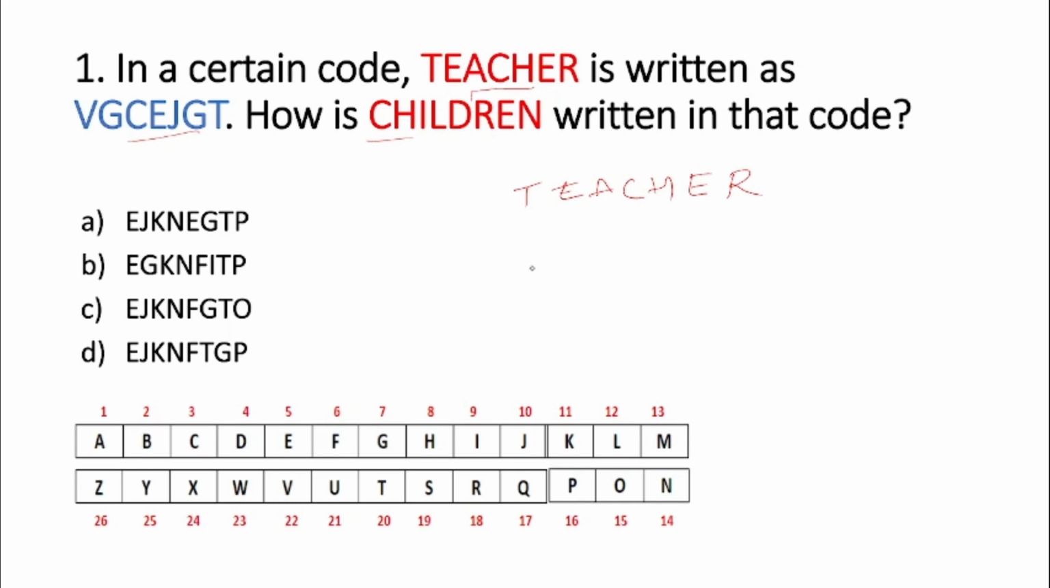How is teacher changed into V, G, C, E, J, G, T? We need to find out the relation between teacher and the given word. We need to consider individual alphabets here, not the whole word. If we start with T, how is T changed to V? T is at 20 and V is 22. That means plus 2 is added here.